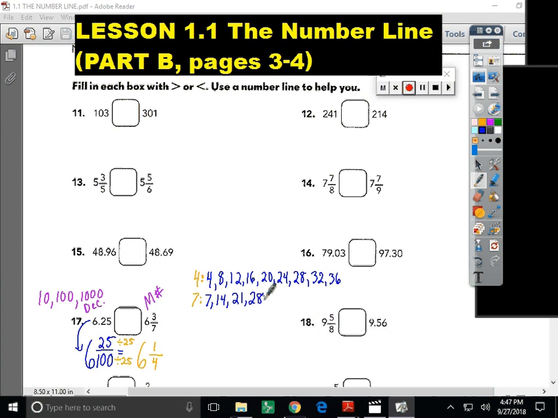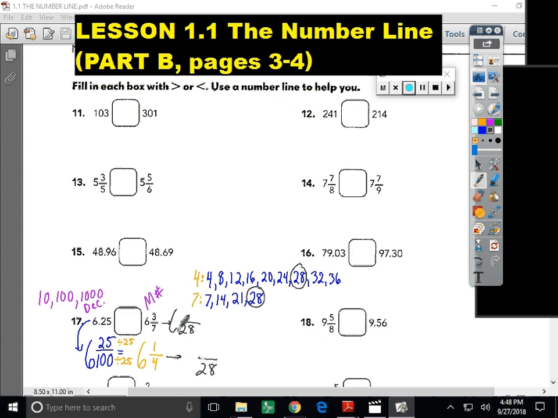Stop. Hold up. I noticed something. Hopefully you see it too. We have a matching number. We just found the least common multiple, a common denominator. I can turn my 6 3/7 into 28ths, and I can change my 6 1/4 into some number of 28ths.